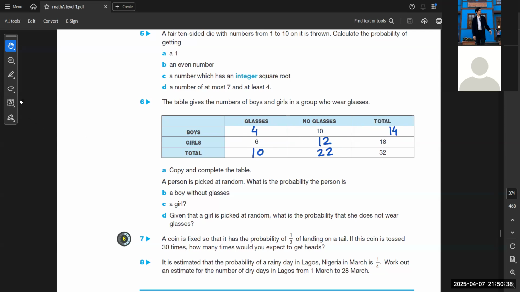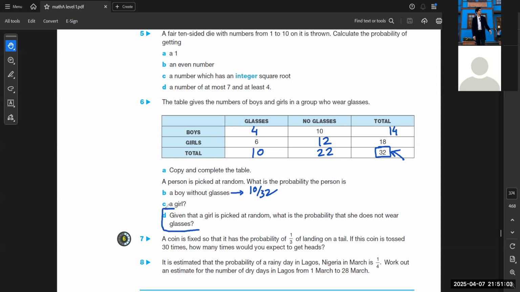Okay. So if a person is picked at random, what's the probability that it's going to be a boy without glasses? Remember that the total number of people is 32. Okay. So what's the probability that the person will be a boy without glasses? 10 over 32. Exactly, because there's 10 people that are boys with no glasses, and there's 32 total.